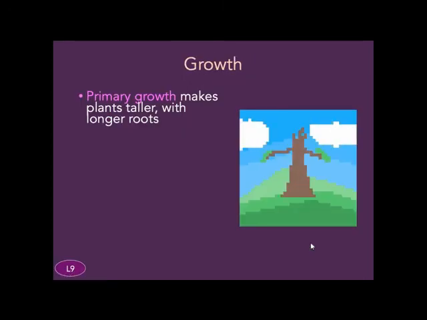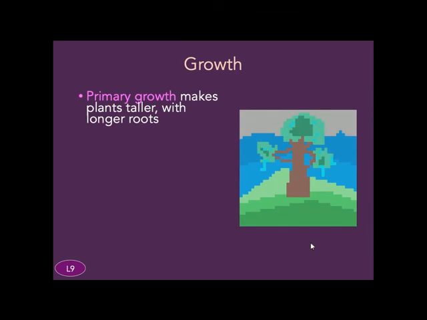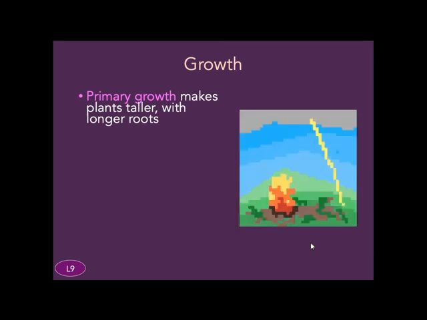Okay, so we have two kinds of growth. We have primary growth, which is basically making things taller, okay? So making the shoots taller and making the roots deeper.